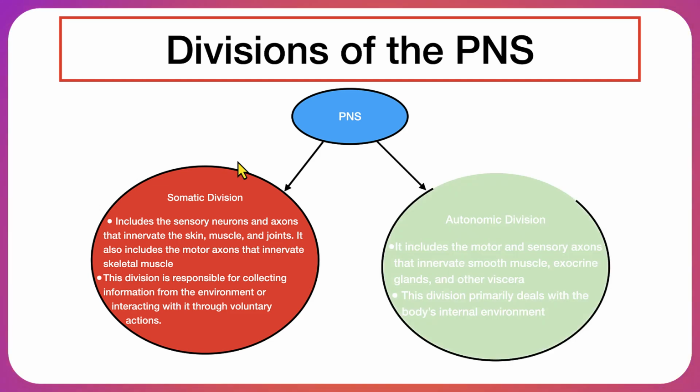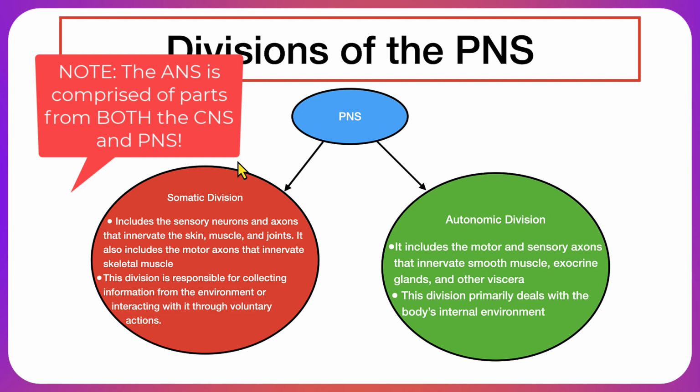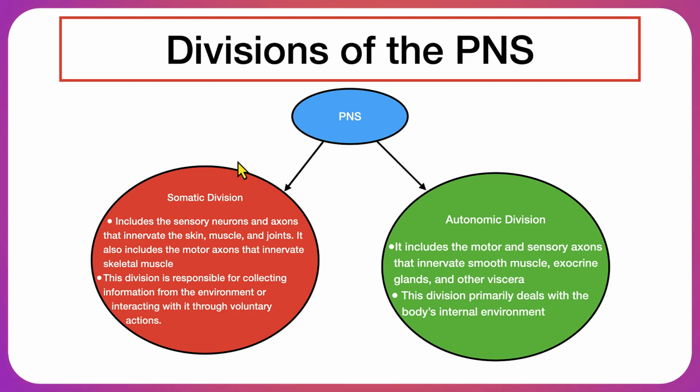actions. The second branch of the peripheral nervous system is the autonomic division. This is going to include the motor and sensory axons that innervate smooth muscle, exocrine glands, and other viscera. And this division is primarily going to deal with the body's internal environment. Now, it's important to note that the autonomic nervous system comprises parts from both the central nervous system and the peripheral nervous system. So those are the divisions of the peripheral nervous system.